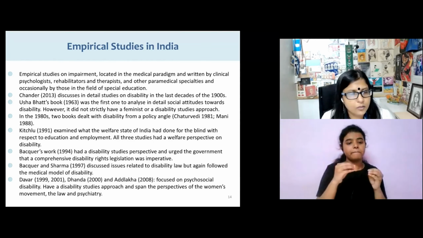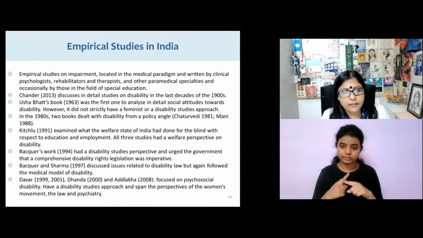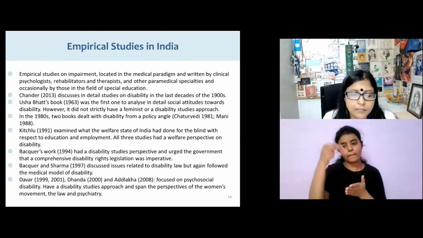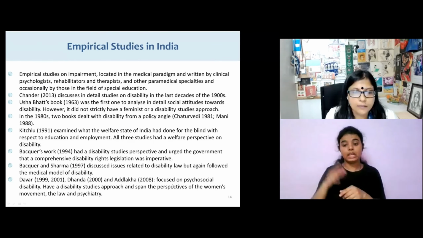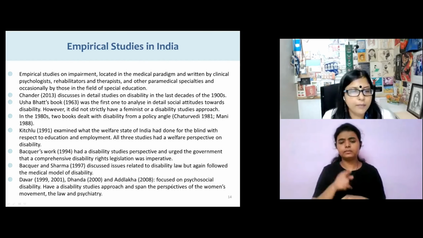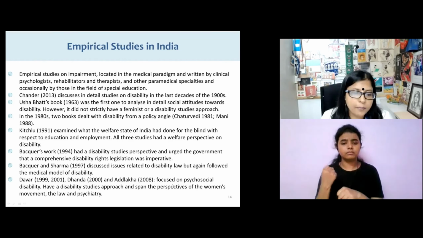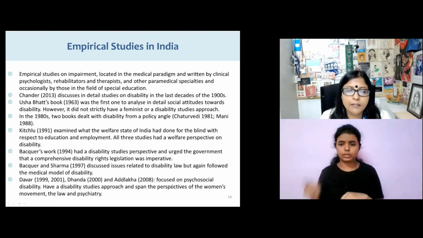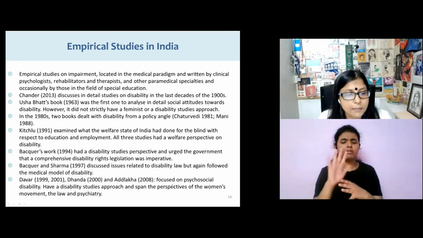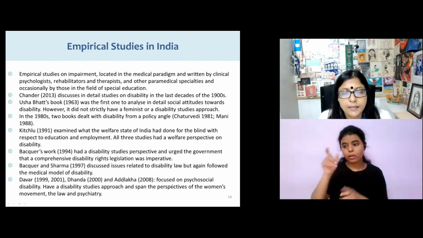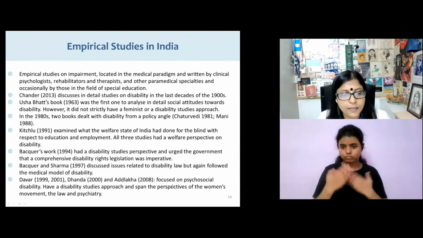Bakker and Sharma discussed issues related to disability law. And then we had, of course, Davar, Dhanda, and Adlakha, and even Dr. Ghai, who focused on psychosocial disability. So they have a disability studies approach, and they span the perspectives of the women's movement, the law, and disability. And then Hans and Patri also in 2003 expressed the same concerns in their work, but related to our sociocultural context. And this corpus of work is still emerging and needs to grow with more and more disabled women, feminist theorists, and others expressing themselves. So while there are many empirical studies related to specific disabilities and chronic illness narratives, we need more of academic advocacy and theory.